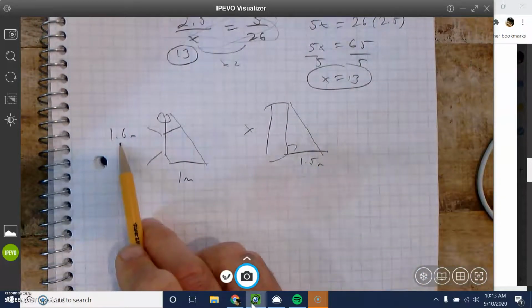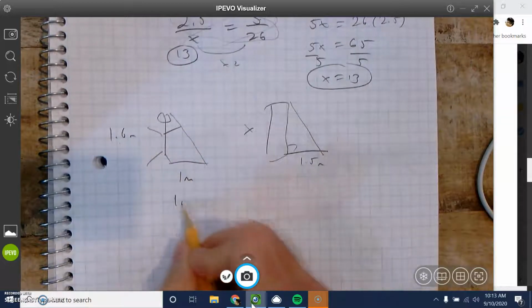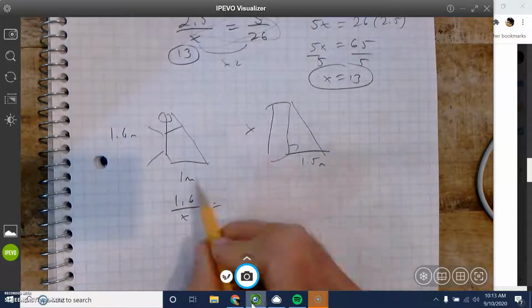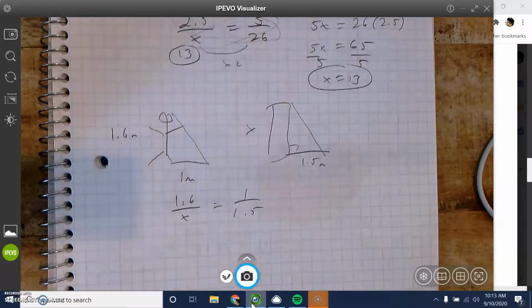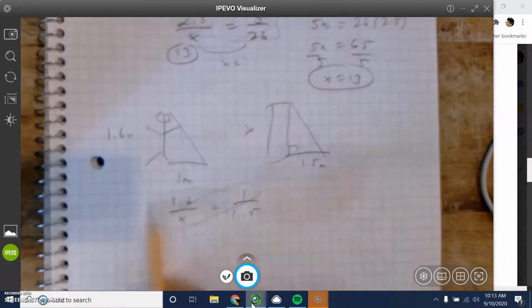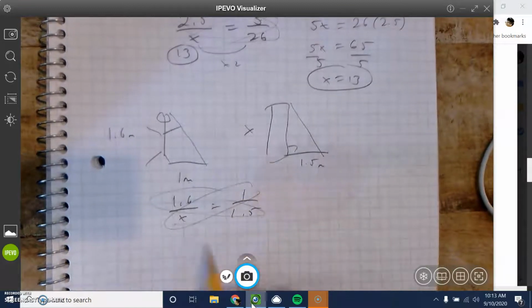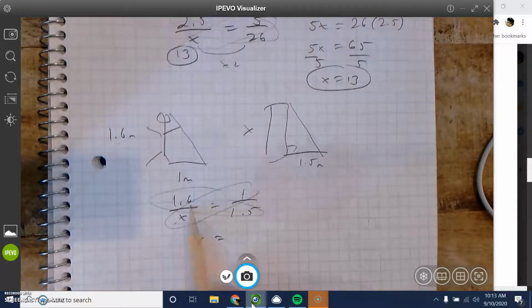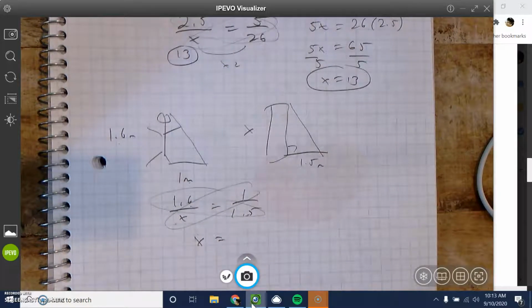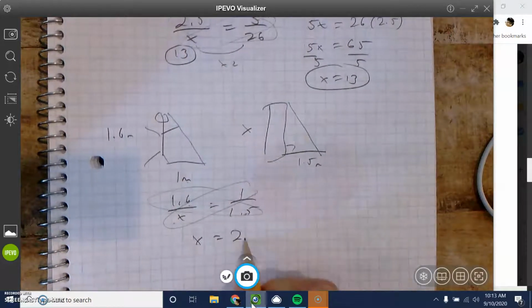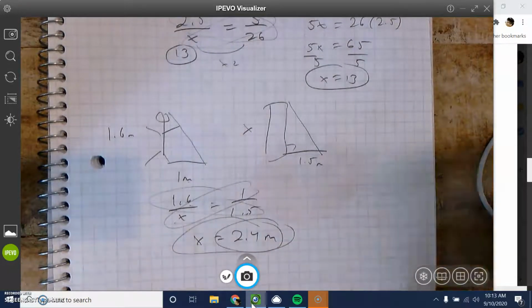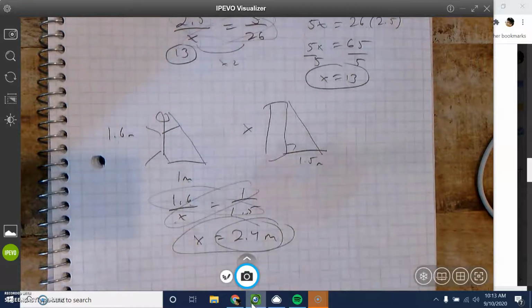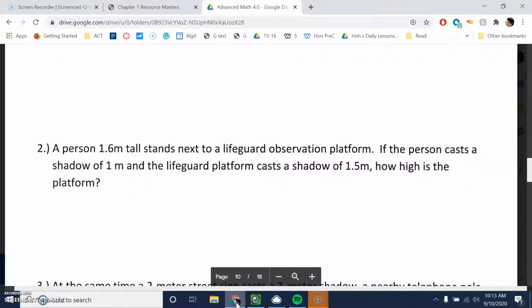Okay, let's set up our proportions. So 1.6 over x equals 1 over 1.5. Bam. Cross multiply. 1 times x is just x. 1.6 times 1.5 is 2.4. Cool. 2.4 meters. Never forget the unit. Got it. Nice job.